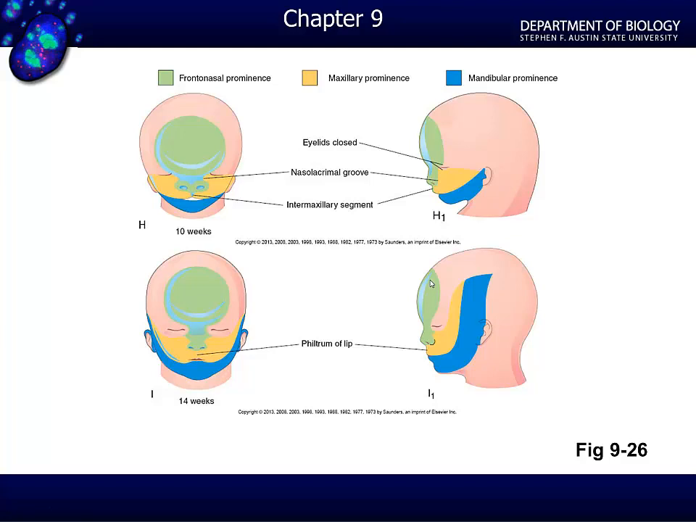Now, if we could look in cross-section, it's what's happening with the roof of the mouth as this is occurring. Now let's watch an animation that's going to put all of this into motion as we see the relative movement and growth that happens in the formation of the face.